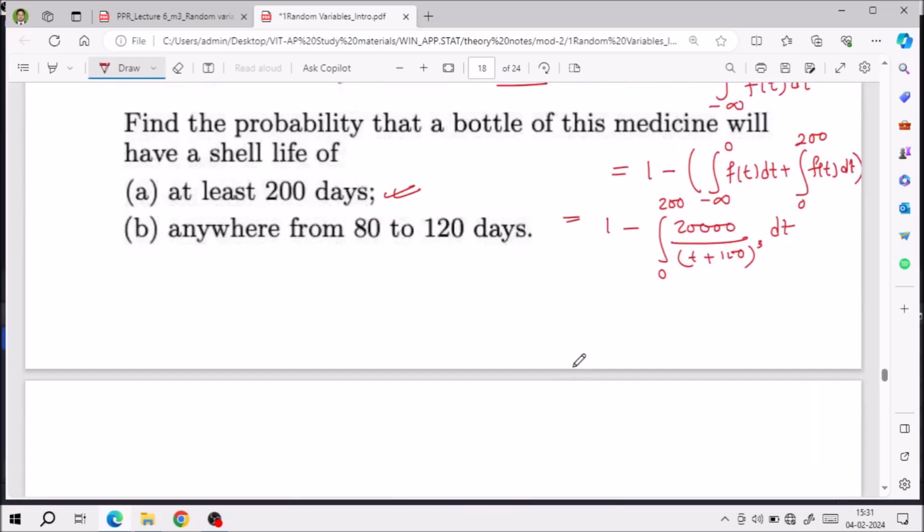Now the next question: find the probability that a bottle of this medicine will have a shelf life of anywhere from 80 to 120. So what do you need to find for B? For B, the solution will be the probability of anywhere from 80, so 80 less than X less than 120. This thing you need to find, anywhere from 80 to 120.